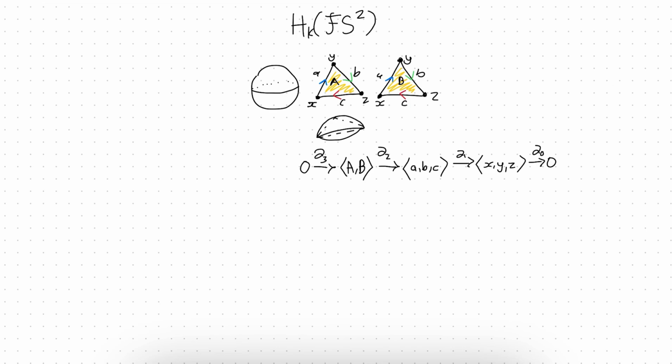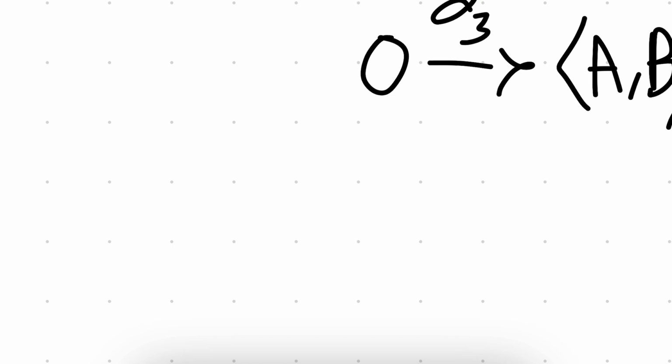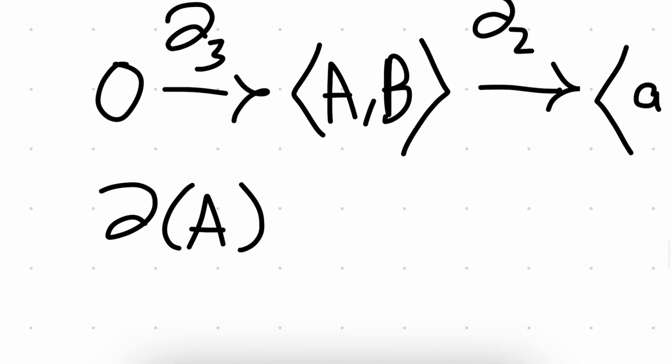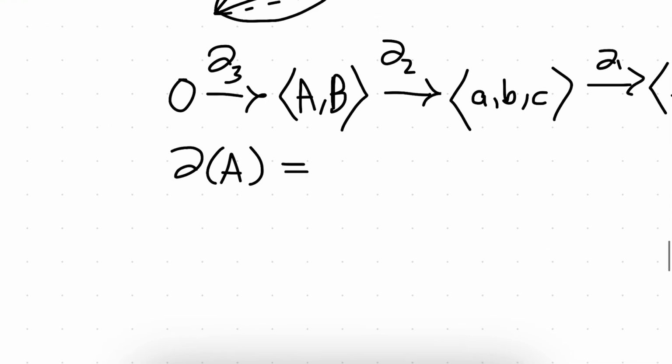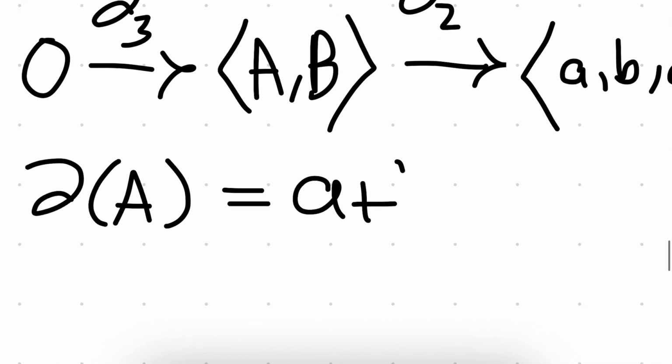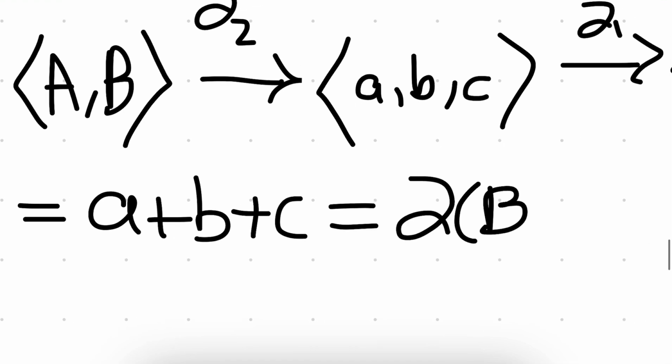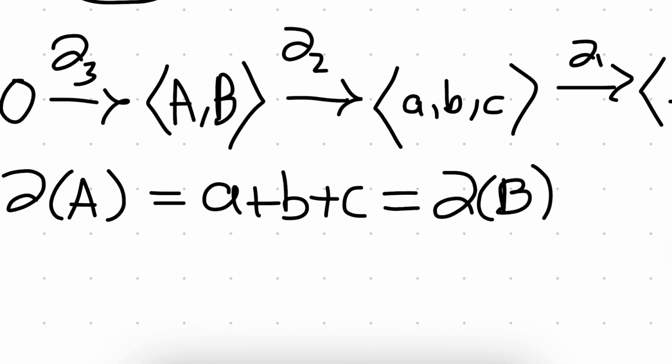Okay. So let's compute the boundary maps. So the boundary maps of A and B, they're 2 separate things. So A is precisely A plus B plus C. And because A and B are the same thing, that's also the boundary of B. So the image is really a free abelian group generated by 1 element only, which is A plus B plus C.